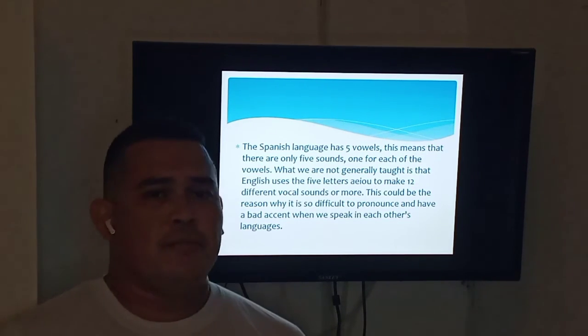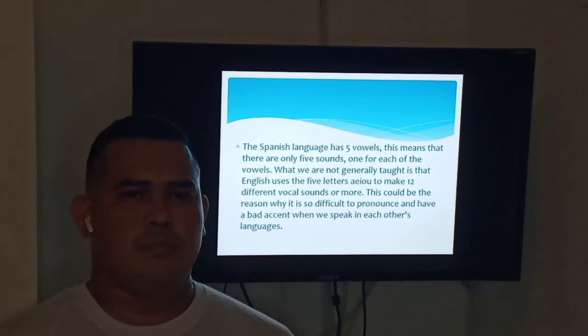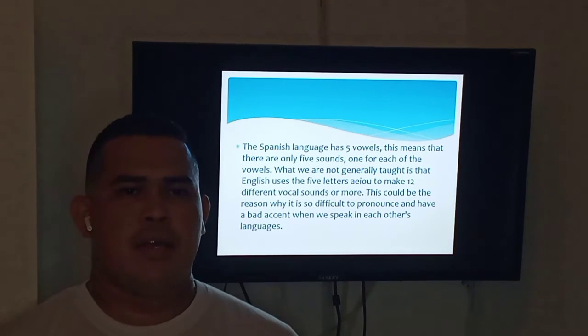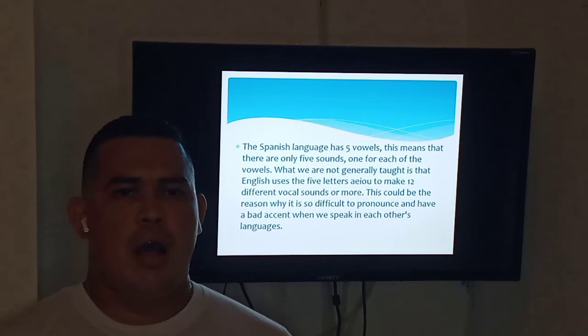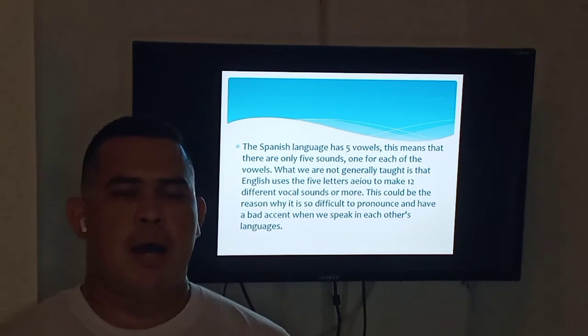The Spanish language has 5 vowels. This means that there are only 5 sounds, one for each of the vowels, but we are not generally taught that English uses the 5 letters A, E, I, O, U to make 12 different vowel sounds or more. This could be the reason why it is so difficult to pronounce and we have a bad accent when we speak other languages.